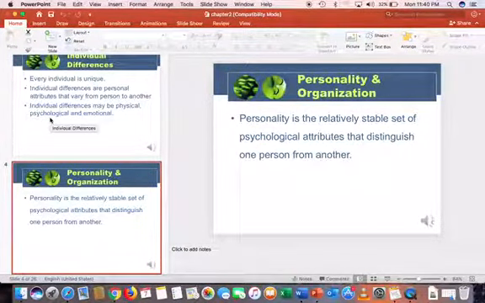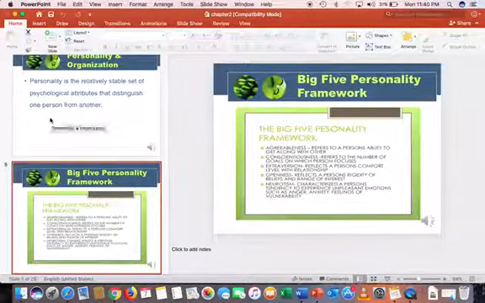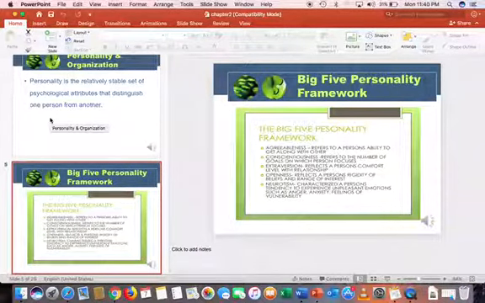Personality refers to a relatively stable set of psychological attributes that distinguish one person from another. The big personality framework has five points in it, and they are called the Big 5 personality framework.